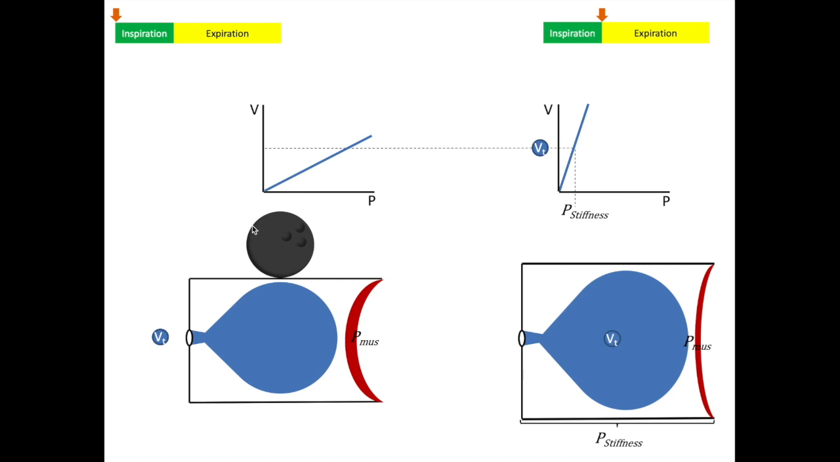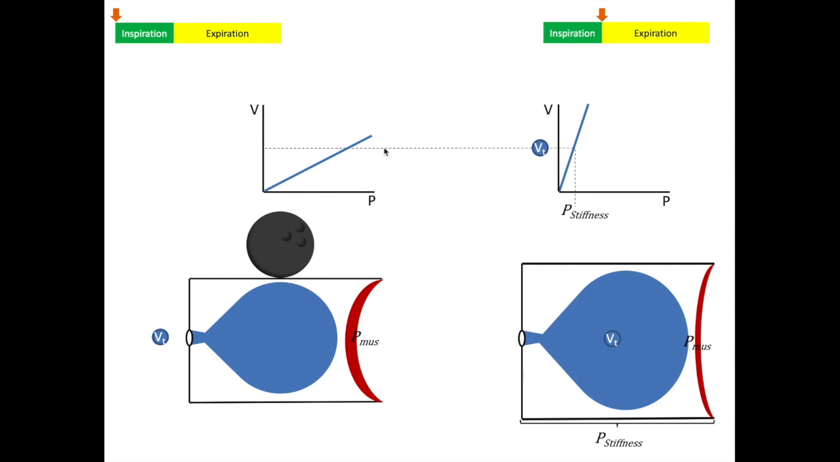If I were to put a bowling ball on your chest, I would change this whole relationship because your system would be much, much stiffer. It would take a lot more pressure to get any volume of air into the lungs than if you don't have a bowling ball on your chest. So this makes the system much stiffer. The slope of the line decreases. This has a high slope, and this has a lower slope.